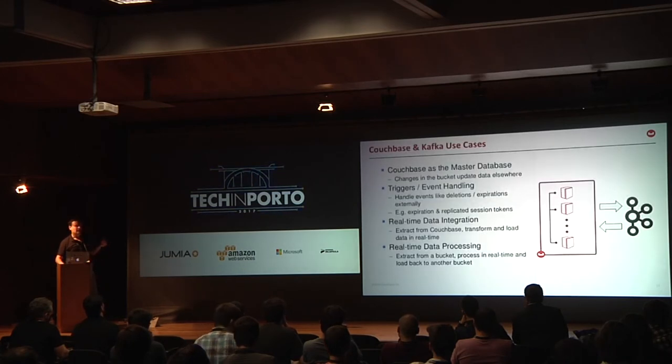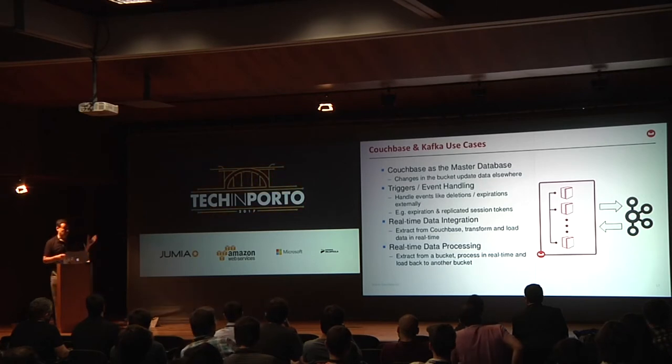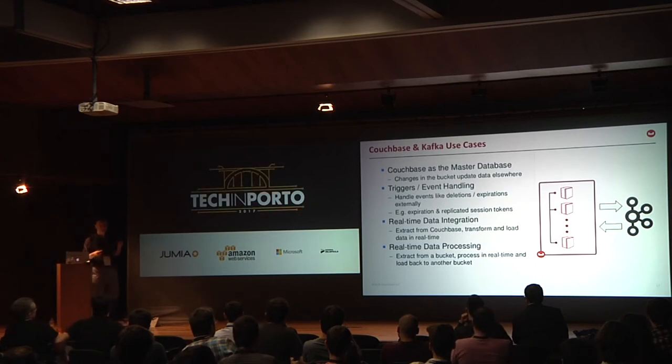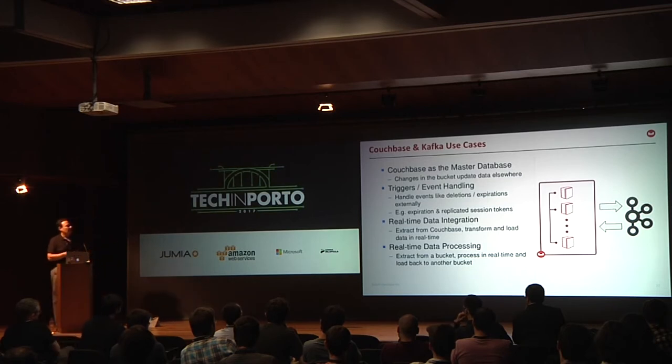So what are the typical use cases with Couchbase and Kafka? Basically, we talk about Couchbase as the master database. If it's the master database and the data changes, probably you want to propagate to other systems. So you typically sniff with Kafka, write to a topic, and then process and do whatever. Another example is triggers or event handling, for example, expirations.